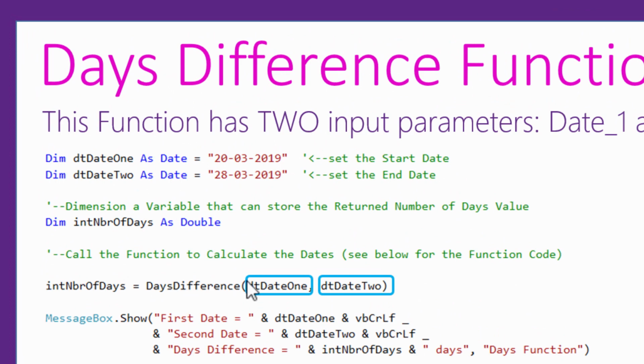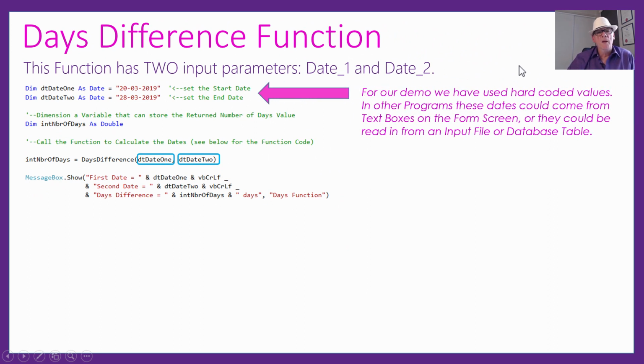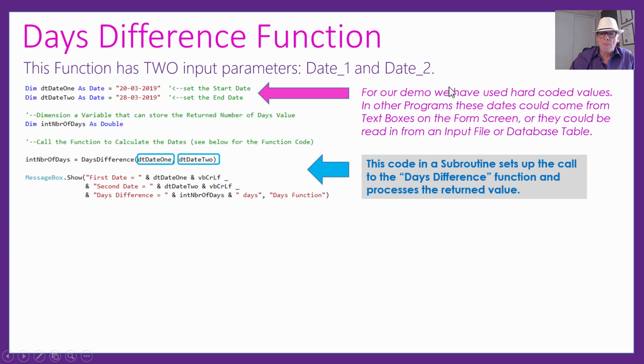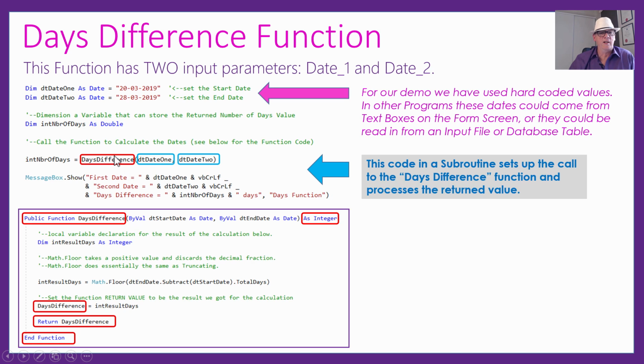And we're going to have this function called days difference. We're putting in date 1 and date 2, passing two things into the function. Rather than have text boxes on the form and have to do validation or read in from a file or anything, we're just hard coding them straight into the file, and we're hard coding them as dates, okay? And this code's going to set up our call to the function. So the function's called days difference.